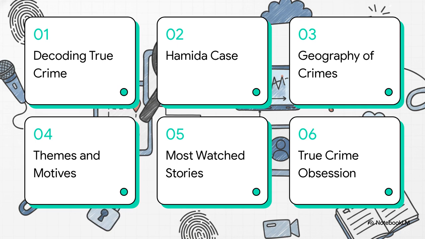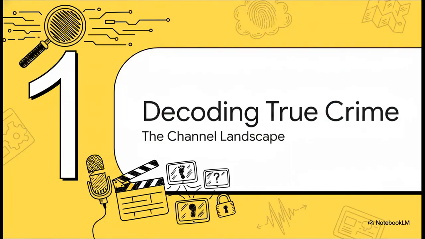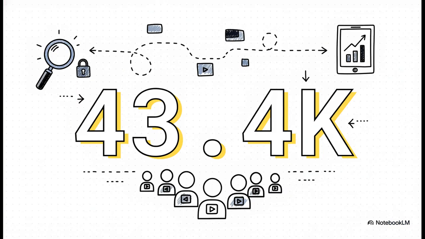Okay, let's look beyond those sensational titles and map out exactly how this channel captures its audience. Section 1. Decoding True Crime YouTube, the channel landscape. Okay, so we're using the channel Crime Ki Kahani, which literally translates to Story of Crime, as our perfect case study here. In an absolute sea of content out there, this channel gives us an incredibly consistent look at how true crime is serialized for a really dedicated audience.